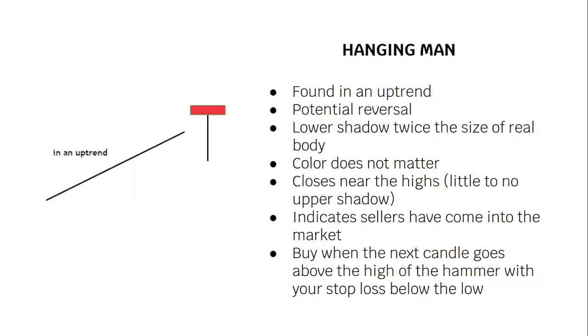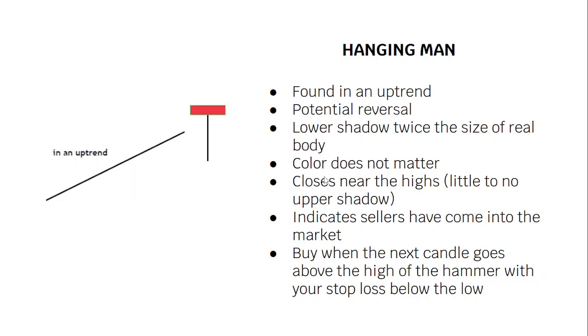So what is the hanging man? The hanging man looks the same as a hammer, but there's a different psychology behind it. The hanging man is found in an uptrend. So we're going up, up, up, and then we get this hanging man, and it looks like a hammer. This is a potential reversal signal. Just like a hammer, the lower shadow is twice the size of the real body. The color doesn't really matter, but a red candle is going to be more bearish than the green one.